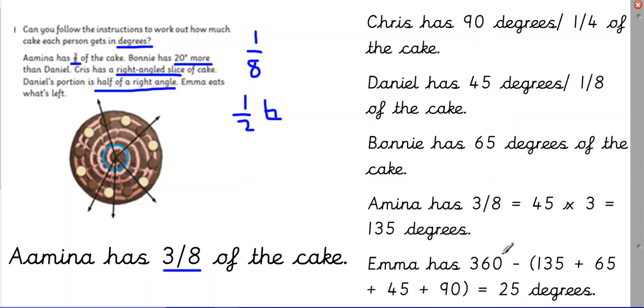Just have a think for a second. Why am I subtracting from 360? That's right, because 360 degrees equals a full turn. So if I turned 360 degrees from here and I ate every bit that I turned, I would have eaten the full cake. Well done. That was tricky.